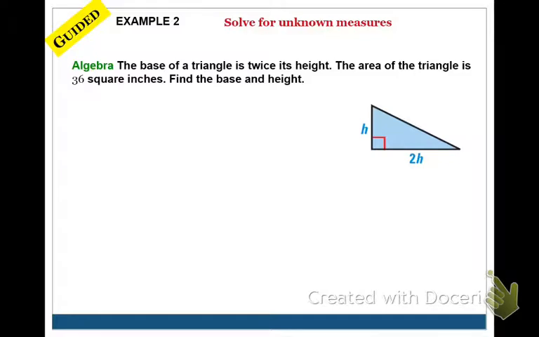Solve for unknown measures. The base of a triangle is twice its height. The area of the triangle is 36 square inches. Find the base and the height. How can I do this? Any ideas? Abby?